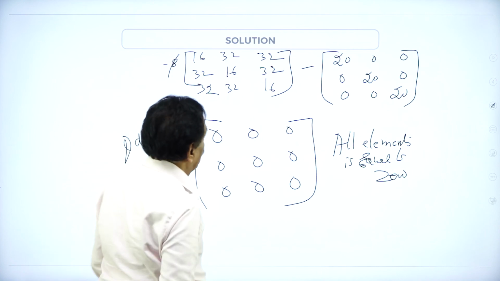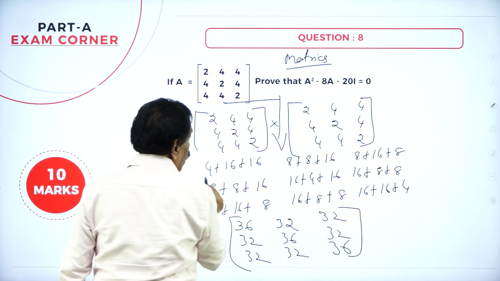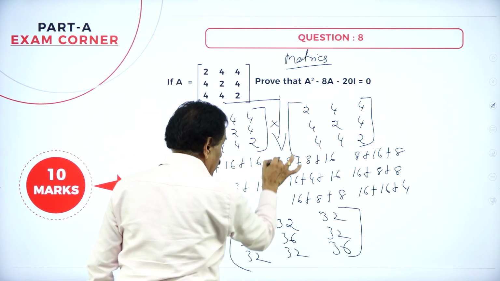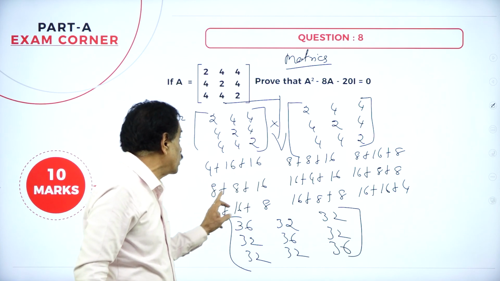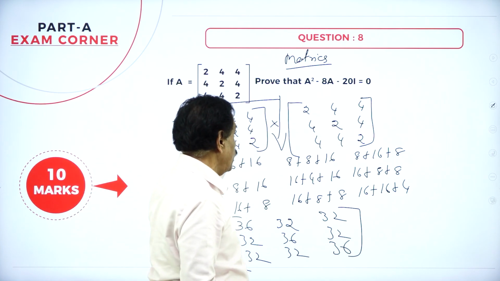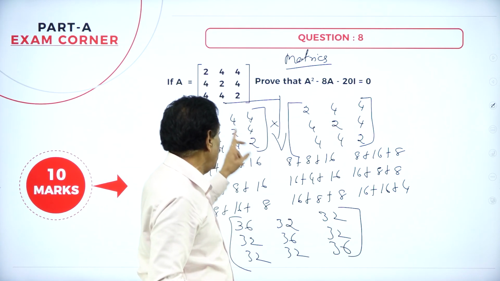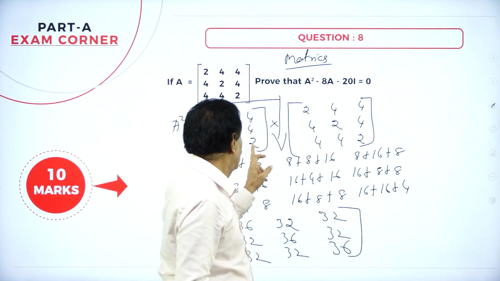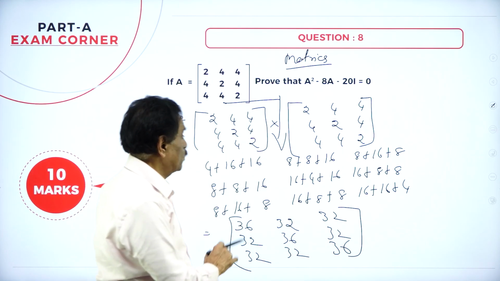Good job. I think you understand this one. This is very careful. 2 2s are 4. This one goes, this will come like this. 2 2s are 4, 4 4s are 16. 4 4s are 16, 2 4s are 8. 4 2s are 8, 4 4s are 16. 2 4s are 8, 4 4s are 16. 4 2s are 8. Same thing you have done. So hope you have solved this.